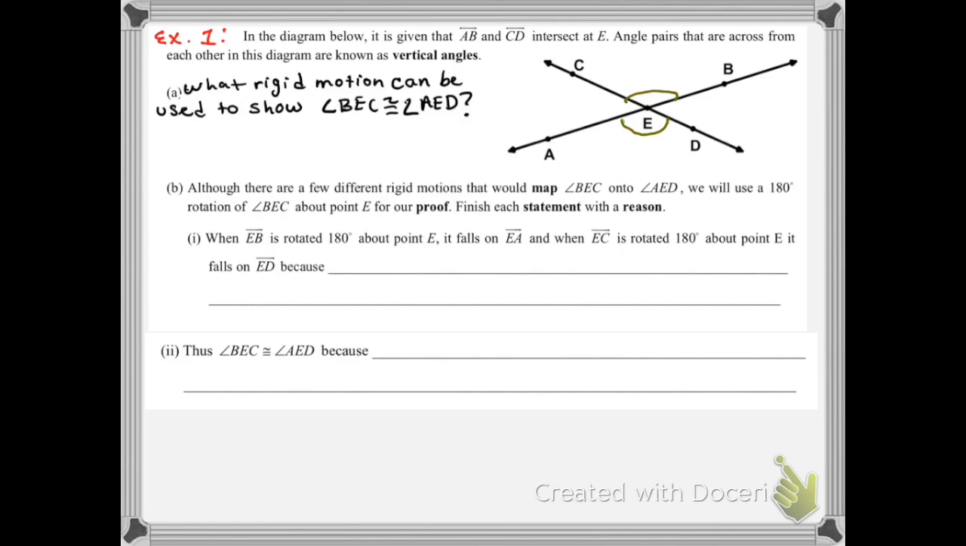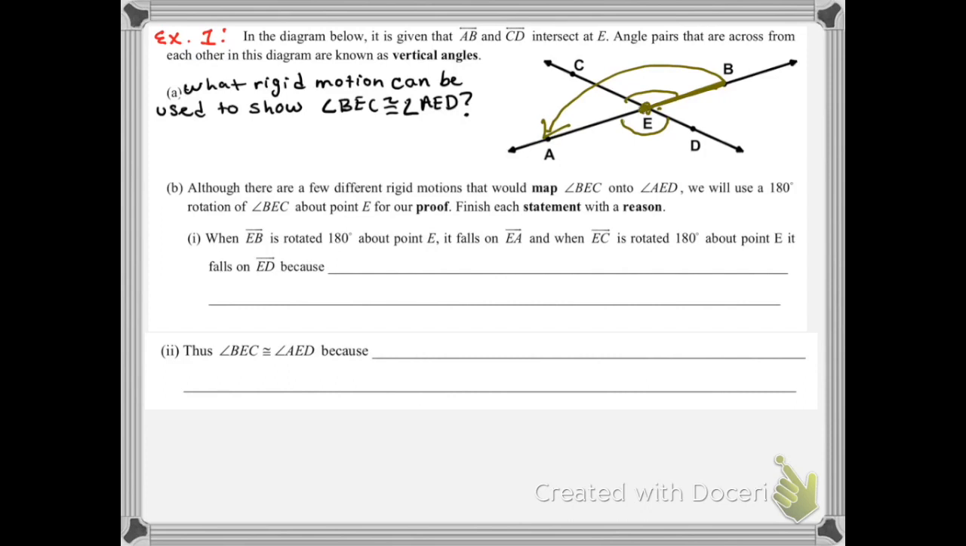So let's start on number 1. We're going to prove that these 2 angles are the same, that they are congruent, okay? So notice ray EB only has one endpoint. When ray EB is rotated 180 degrees about point E, it falls on EA. Okay, so EB, when it's rotated 180 degrees, notice B maps to A, and E stays in the same place.